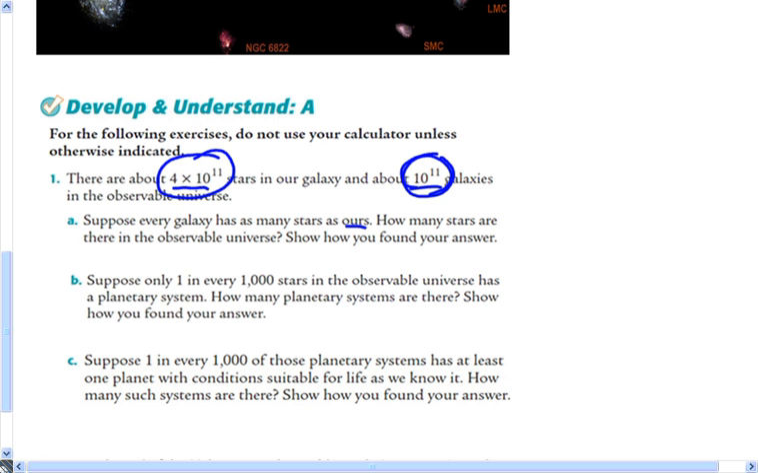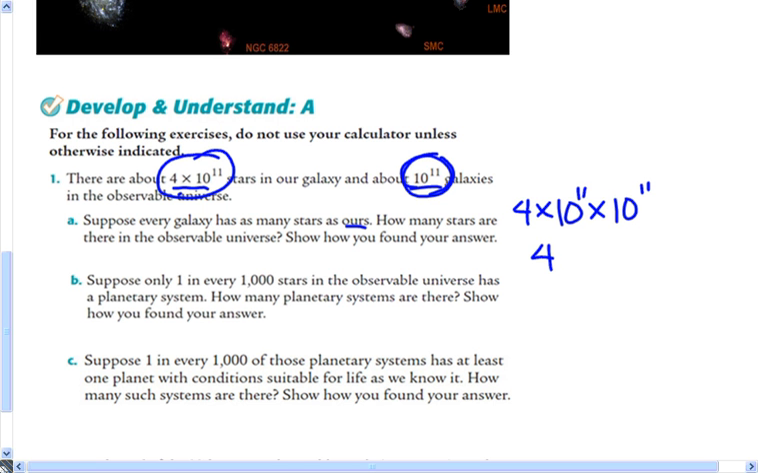Well, to do that, we need to multiply the number of galaxies by the number of stars in a galaxy. That's assuming the number of stars in every galaxy is the same as there are in the Milky Way. So what we need to do is 4 times 10 to the 11th times 10 to the 11th. Why don't you just pause here and see if you can simplify that, if you know what to do, and then check back with me.